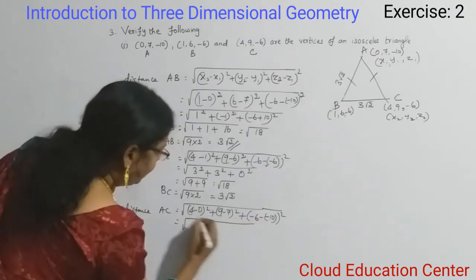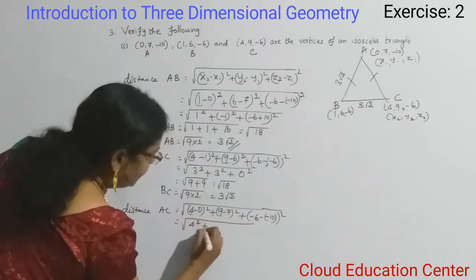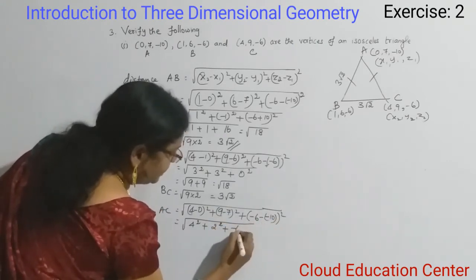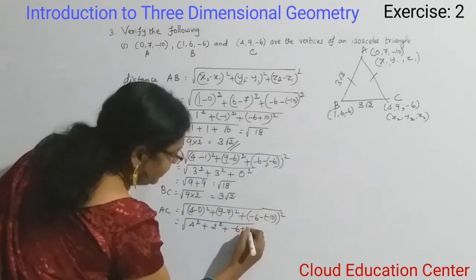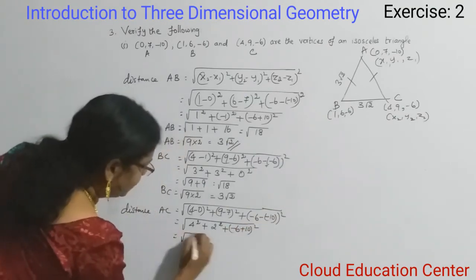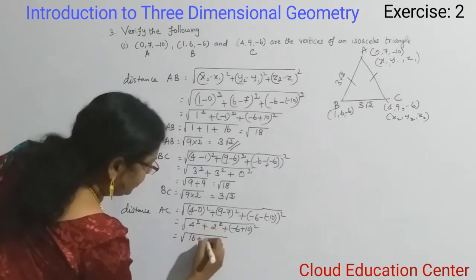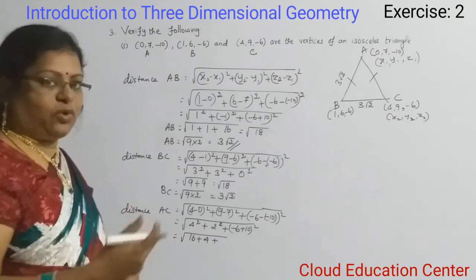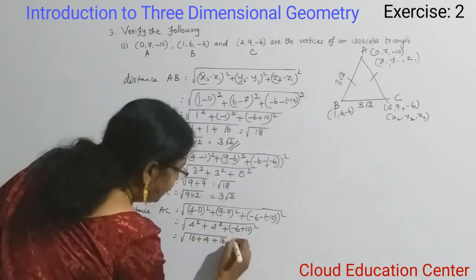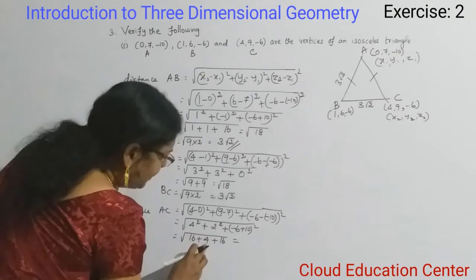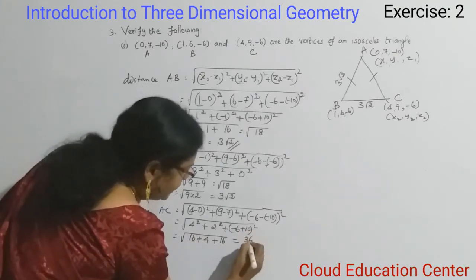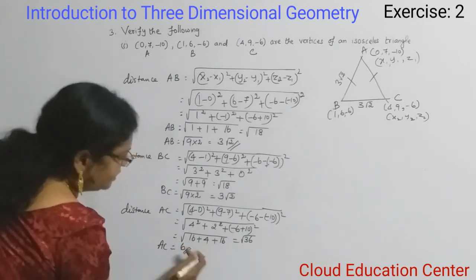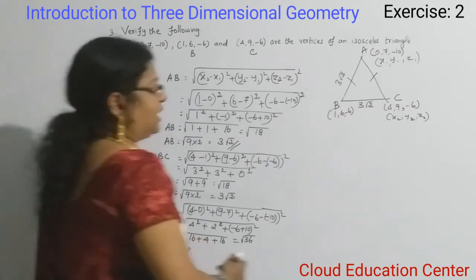So square root of 4 square plus 9 minus 7 is 2, 2 square, plus minus into minus becomes plus, so minus 6 plus 10, the whole square. So we'll get the square root of 4 square is 16, 2 square is 4, plus minus 6 plus 10 is plus 4, and 4 square is 16. So here we'll total it: 16 plus 4 is 20, plus 16 is 36. Square root of 36. So the AC value is 6, since 6 sixes are 36.